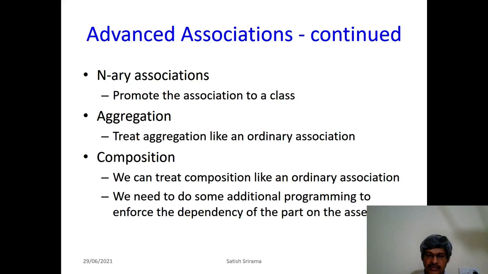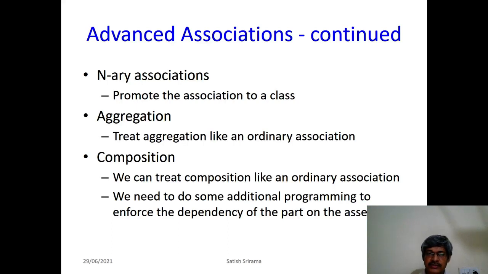Because with composition, if the assembly is destroyed, all the parts should also be killed. That is one of the restrictions we discussed when we were talking about aggregations and compositions. So if you want to implement composition, you can make it like an association, but add this additional enforcement: when the assembly is deleted, all the parts are also automatically deleted because they are directly dependent on it.